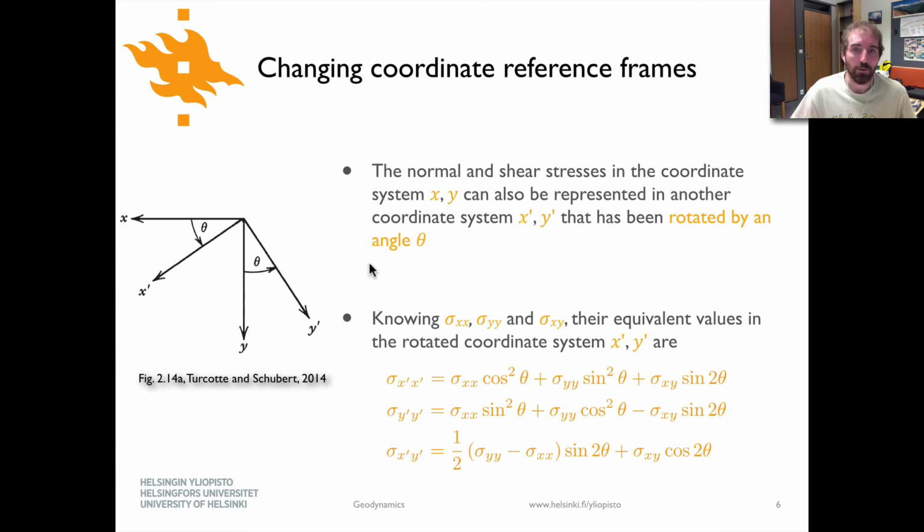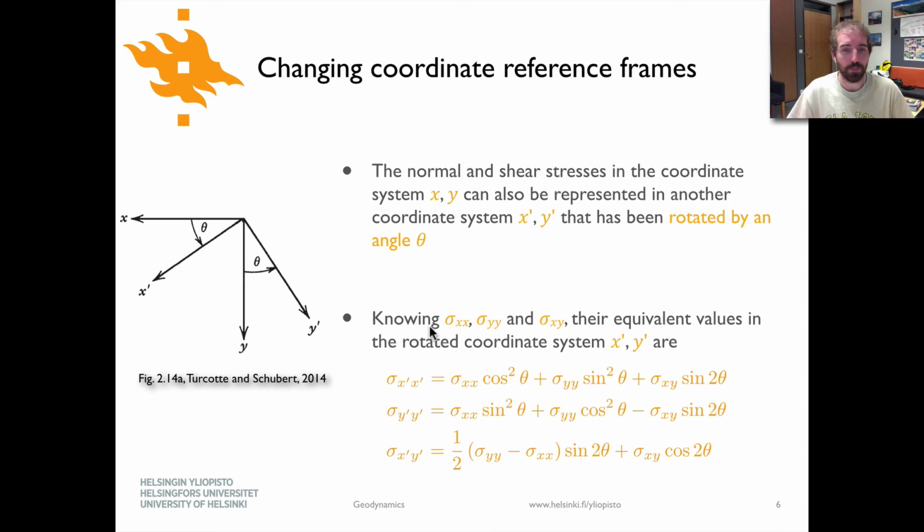So let's say that we have some normal and shear stresses in the coordinate system xy, here shown with x horizontal, y vertical, and we'd like to represent those same stresses in another coordinate system that's just simply rotated. In this case, it's going to be x prime, y prime, and it's been rotated by some angle theta. So you can see here that these two orthogonal lines, the x and the y axes, have just been rotated both by an angle of theta in the diagram to give you an x prime and a y prime.